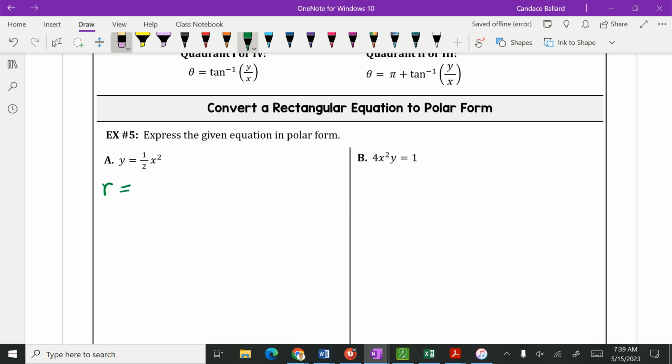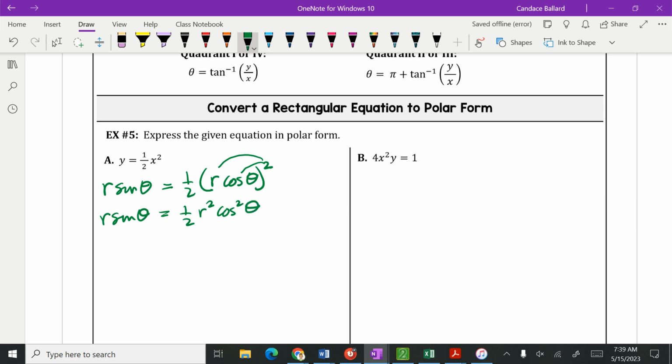Not r equals. All right, r sine theta, right? Because y goes with sine. And then I have 1/2 r cosine theta squared. Okay. So I want to get it to r equals, so I've got to get r by itself. The first thing I'm going to do is distribute that exponent over the r and the cosine. So r sine theta equals 1/2 r squared cosine squared theta. Remember, the squared is going to go on the cosine, not on the theta.